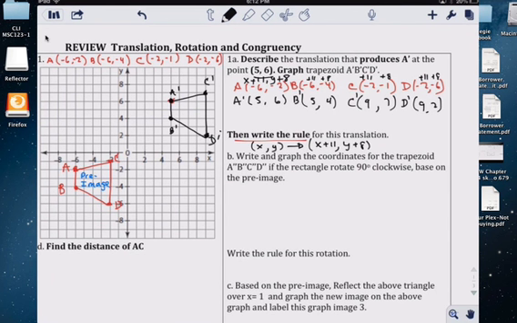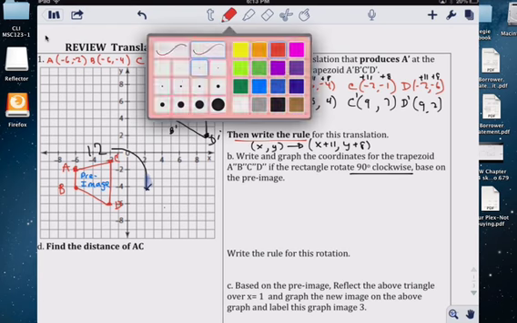Write and graph the coordinates for the trapezoid A double prime, B double prime, C double prime. Rotate 90 degrees counterclockwise. So from 12 o'clock counterclockwise, I'm going to go this way. So I'm going to end up there. To help me rotate, we're going to start off with C. Remember, write all the coordinates.